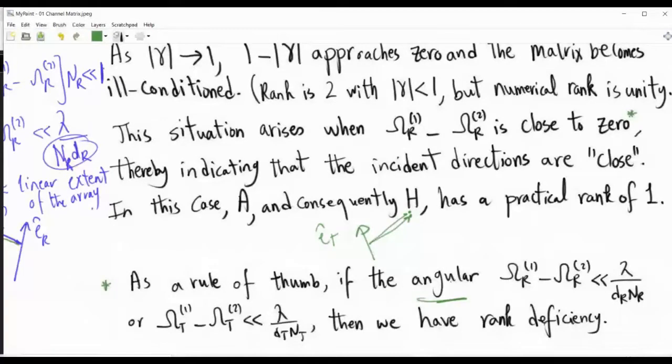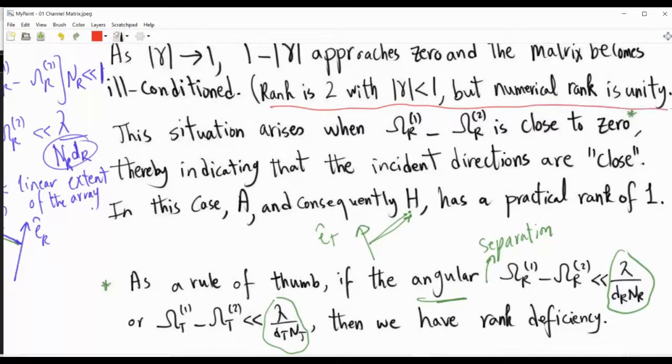So basically this is the story. If the angular separation is very small, and again very small based on the expression, on the receive side we take it smaller than this quantity, on the transmit side we take it much less than this quantity, then we have rank deficiency. Here is a comment that I will put in red, because the rank is 2 if the magnitude of gamma is less than 1, but the numerical rank is unity. So you need to differentiate between the mathematical, purely theoretical stuff and the practical stuff.